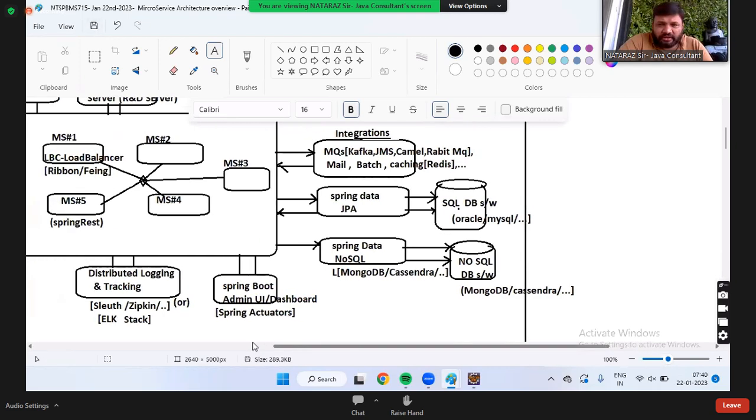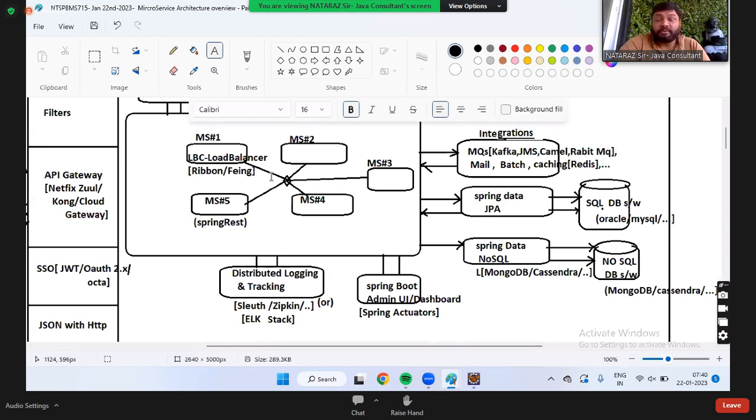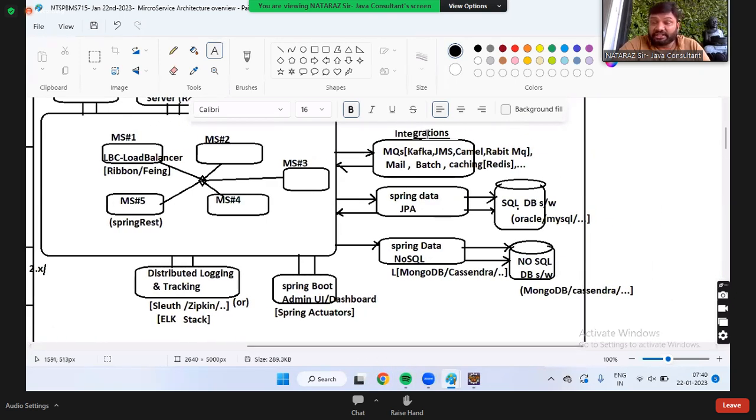These microservice applications, don't think they cannot enjoy other facilities. They can enjoy even other facilities as part of integration. They can use message queues for message-based communication: Kafka, JMS, Camel, RabbitMQ. They can enjoy Spring Mail services, Spring Batch services, and caching services given by Redis.